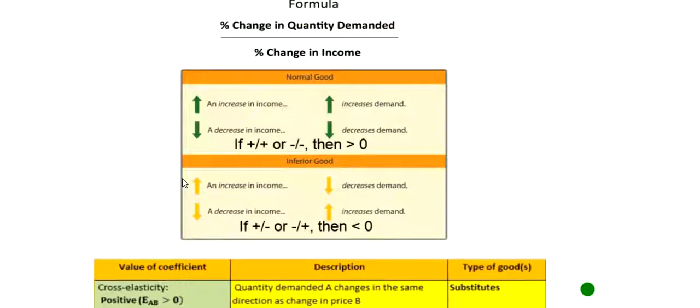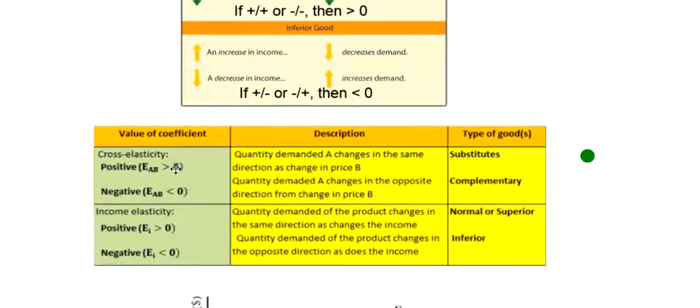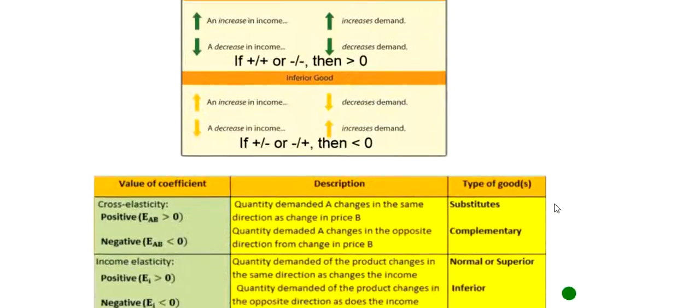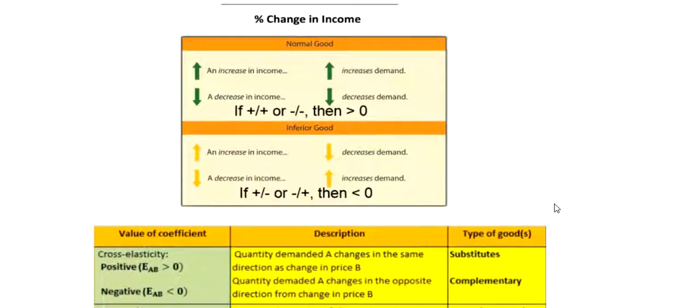This chart right here shows you cross price elasticity and income elasticity. You need to be very, very fluent with all of these in terms of determining if goods are substitutes or complementary, or normal or inferior. Okay, I think that about does it for problem 5.